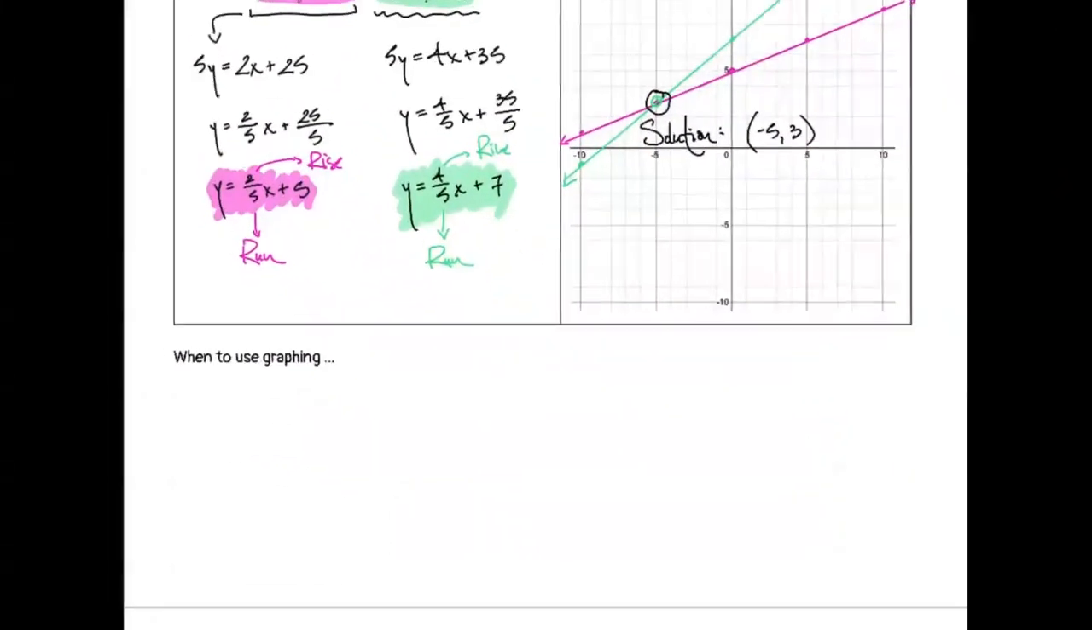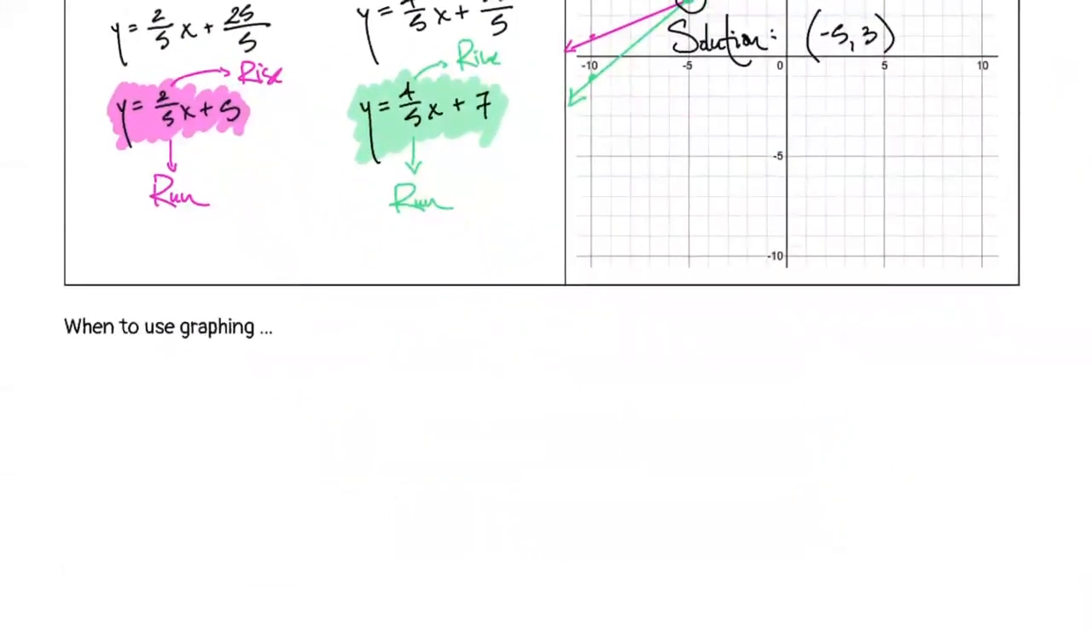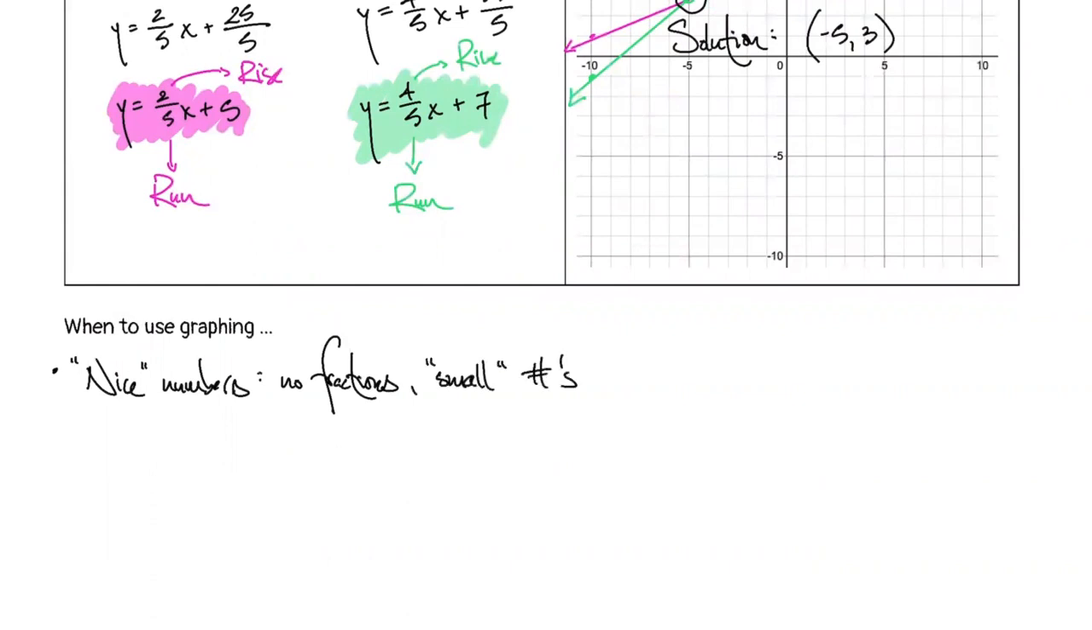Okay. One note here when using graphing, I would choose this method if I had nice numbers. Meaning like there's no fractions, small numbers, right? So if I had like a y-intercept of 100, maybe I don't want to sit and draw that out, right? So smaller numbers might be a good clue that I could use graphing, or there's no fractions, that's a good clue for graphing.